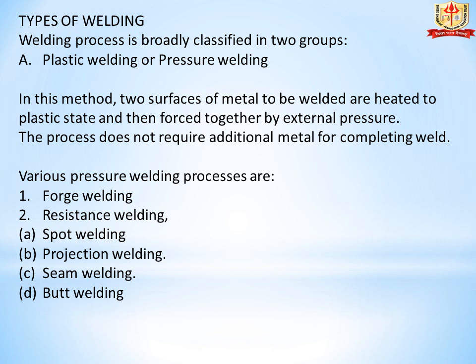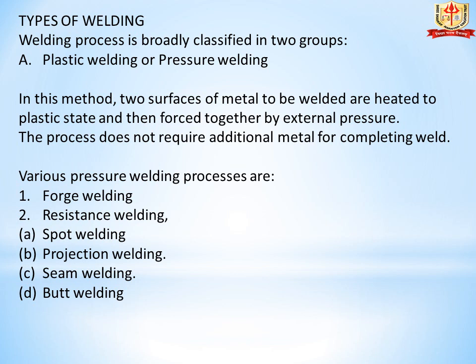Now we see types of welding. Welding process is broadly classified in two groups. Group A, plastic welding or pressure welding. In this method, two surfaces of metal to be welded are heated to a plastic state and then forced together by external pressure. The process does not require additional metal for completing the weld.